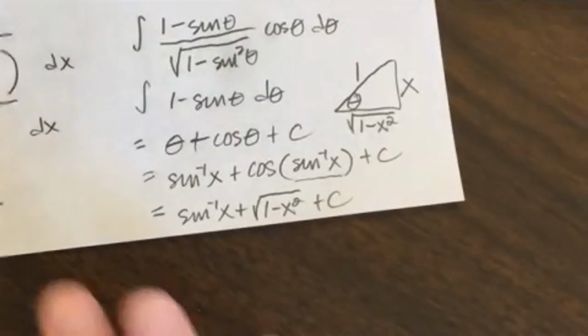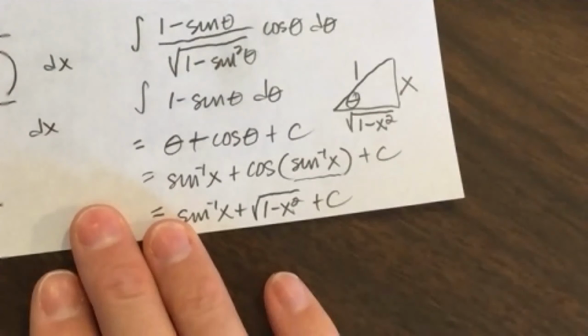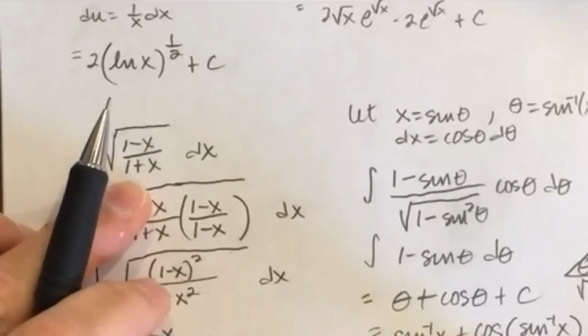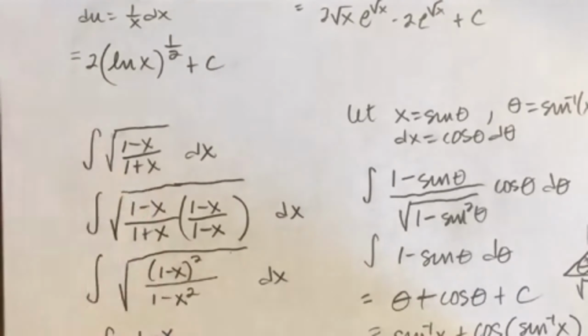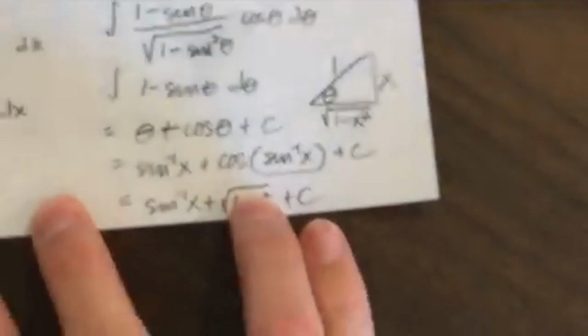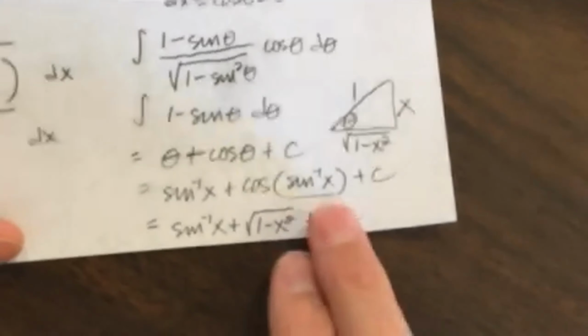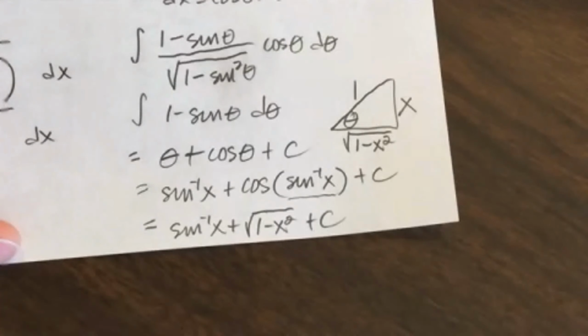Okay, and then there's sort of two reasons why we cleaned it back up. One is it's simpler, right? And two, check out the original problem. The original problem came as a square root of some kind of polynomial. And now your answer's kind of back in that form. Of course, there's an extra inverse sine hanging around, but for the most part, it's back in that square root of 1 minus x squared form.